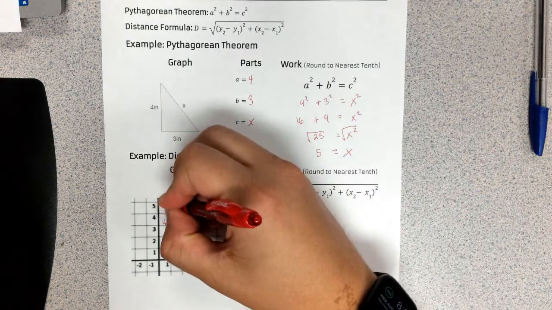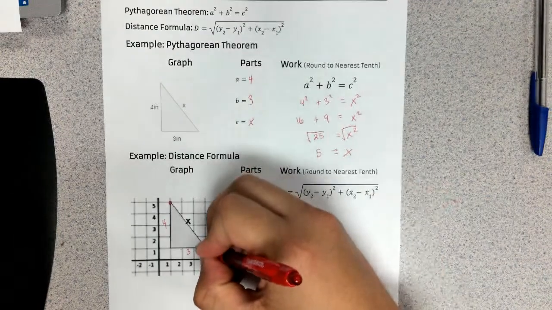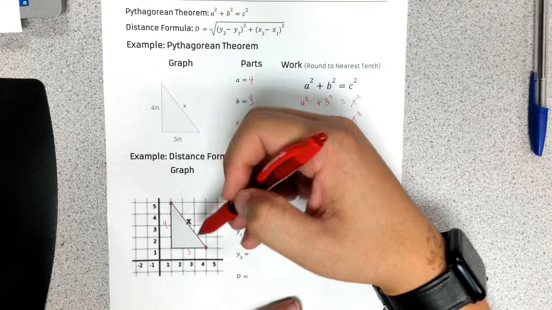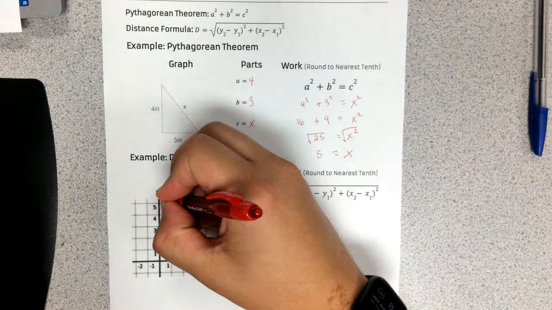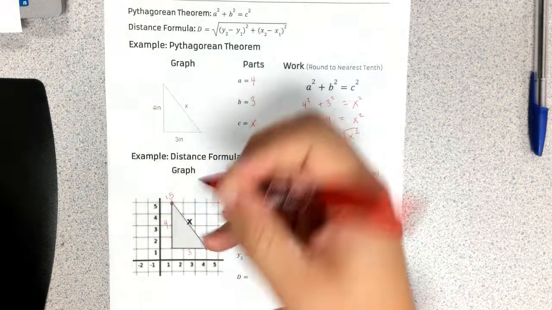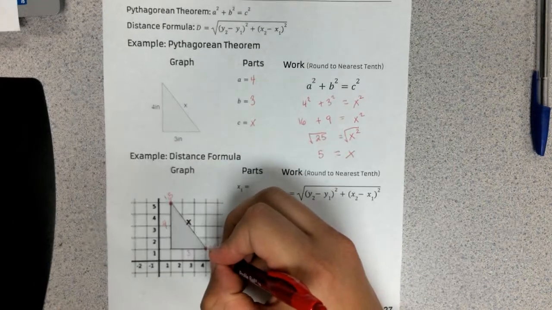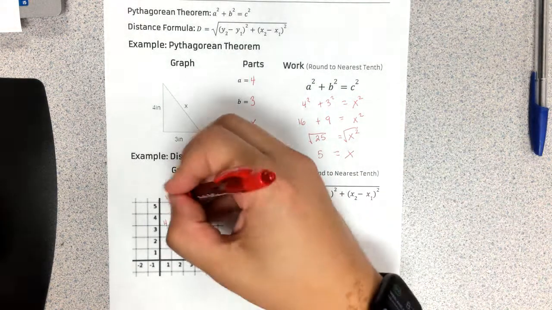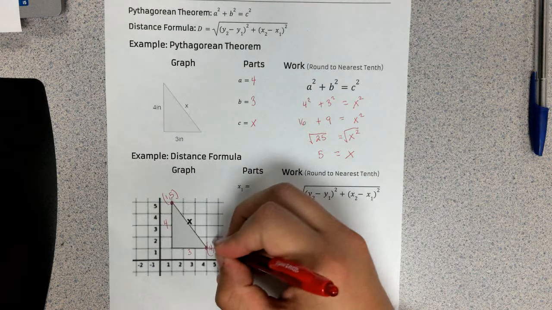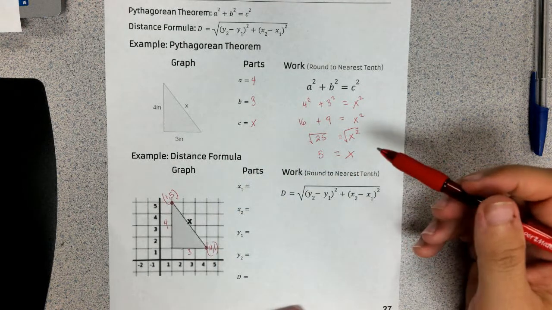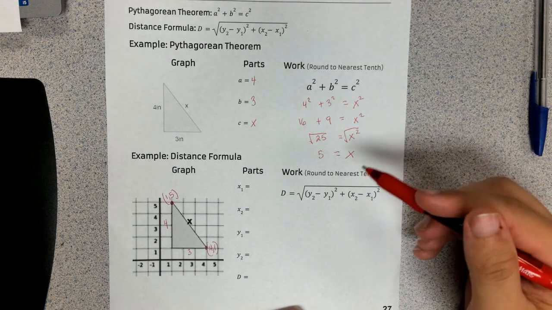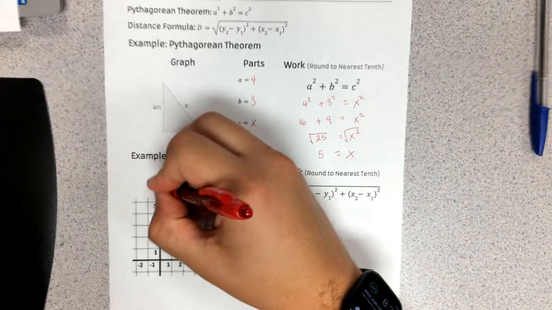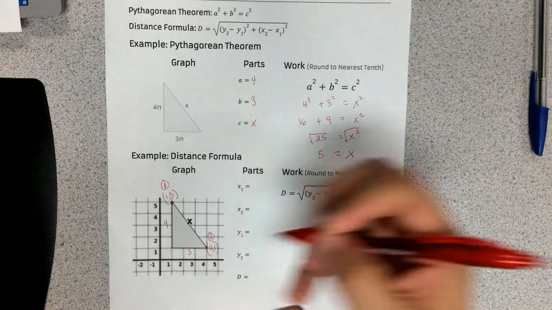So we need the coordinates of this point and this point because we're trying to find the distance of our hypotenuse, which is x. So this point is located at (1, 5), and this point is located at (4, 1). So next thing we have to do is figure out which one we want to be our first point and which one we want to be our second point. And that does not matter, whichever one you choose, as long as you're consistent. So I'm going to say (1, 5) is my first point and (4, 1) is my second.